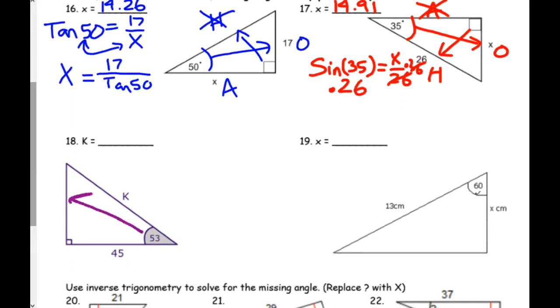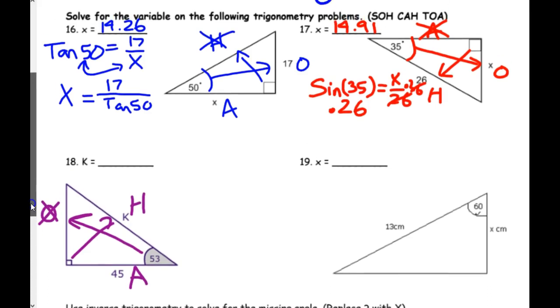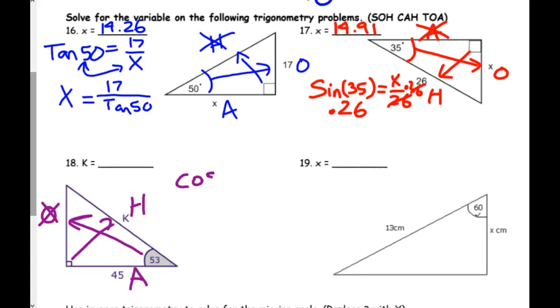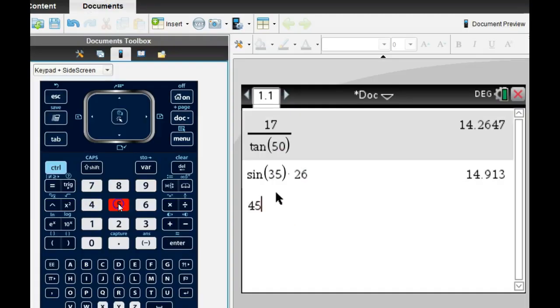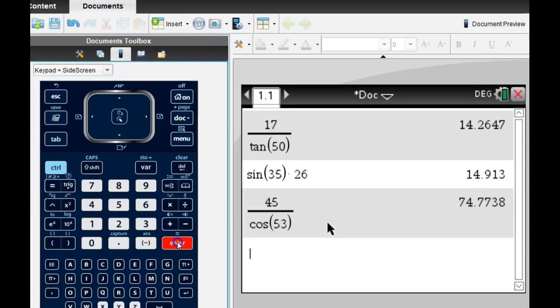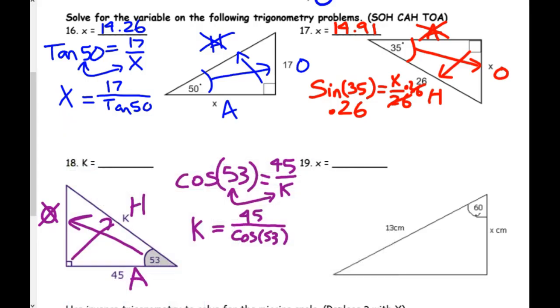So here's my angle. Got to label O, H, and A. Now this one, I have no O, so that's CAH. AH is CAH. So cosine 53 equals A over H, 45 over K. And when your variable's on the bottom, you switcheroo. So K is on the left, 45 stays on top, cosine 53 is on the bottom. So let's do that. 45 over cosine 53 is 74.77.